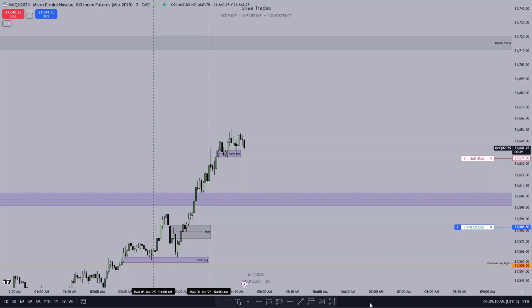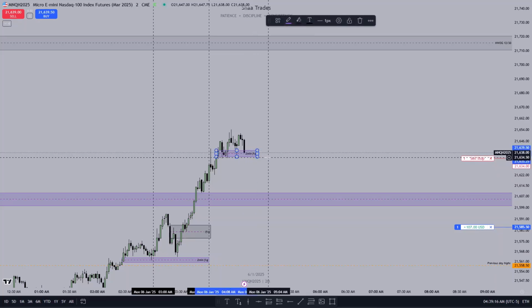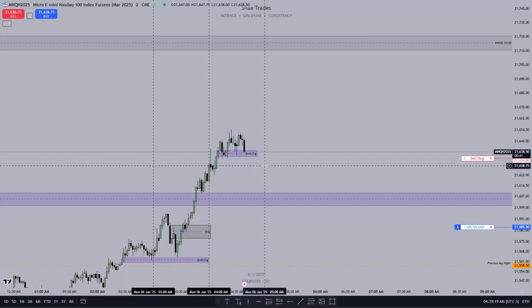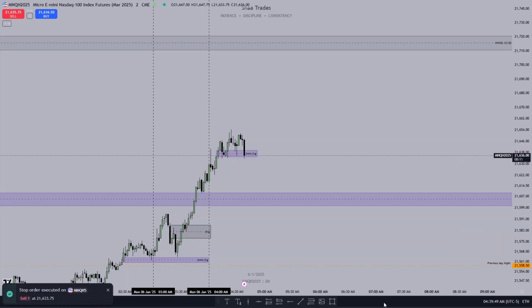See what's playing around in this fair value gap here. My stop loss is below that, so it looks like it's gonna get hit now and take me out. Close below it. Come on. There we go. All right.